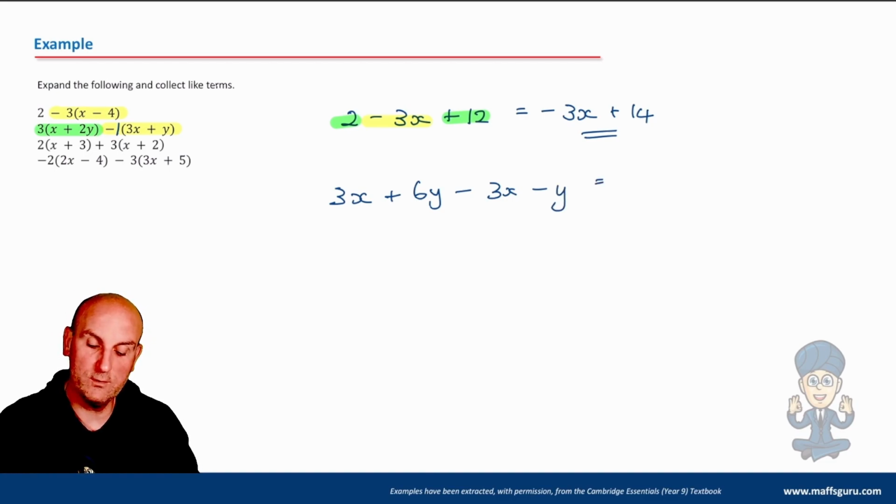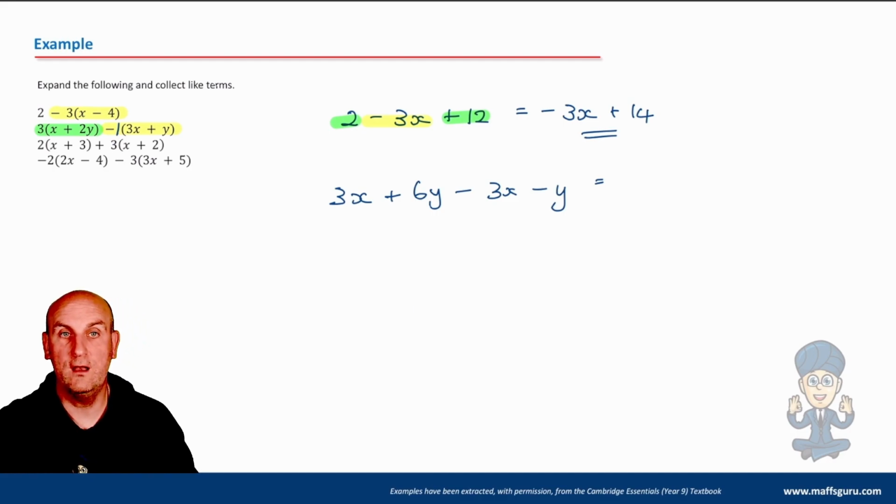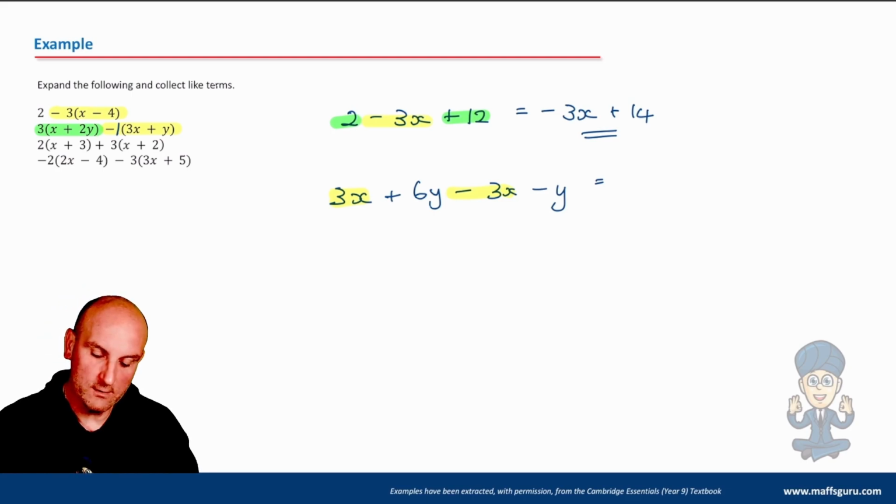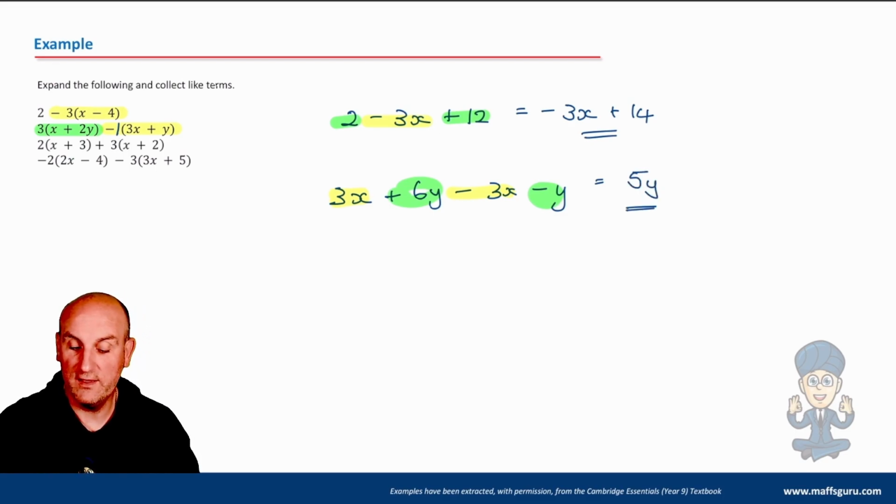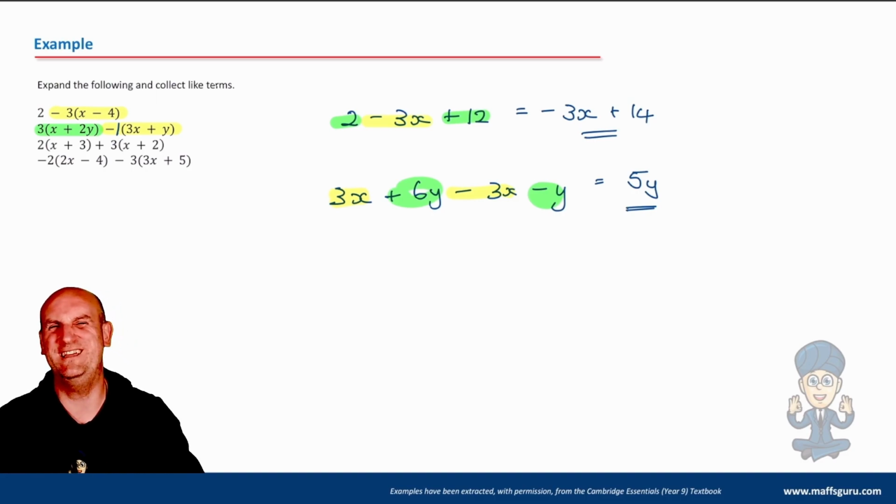Right, I've expanded. What do I need to do now? Collect like terms. So let's look at this. I've got 3x there. Are there any other x terms? There are. Minus 3x. Hold on, 3x minus 3x, that's going to disappear. I've got plus 6y and minus 1y. So 6y minus a y gives me 5y. So in fact, that simplified is just going to give me 5y. Why? There's no x in it, because I don't write down 0x, do I? Because 0 times anything just disappears.